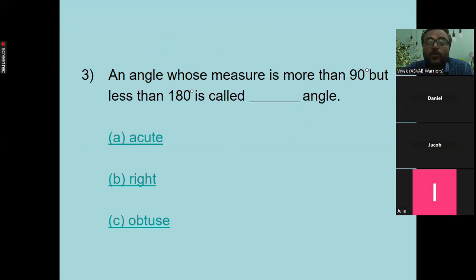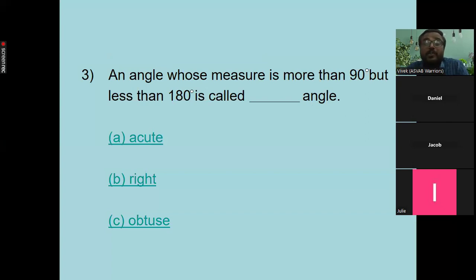An angle whose measure is more than 90 degrees but less than 180 degrees is called dash dash angle. You can just put the option A, B or C, whether it is acute, right or obtuse. So what is the answer, guys? Please put it in the chat box. Julie has already answered. Awesome, Julie. It is an obtuse angle. Jacob has also answered. Very good, Jacob. Daniel, I'm waiting for you, buddy. Can you please give me the answer to this question?